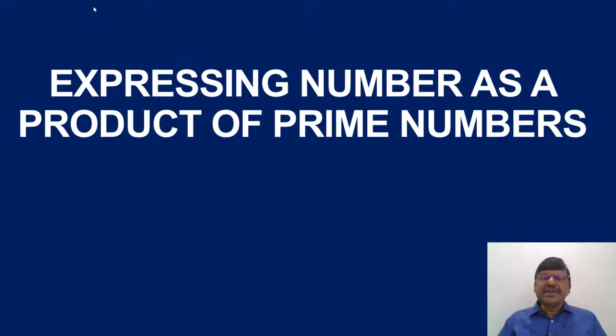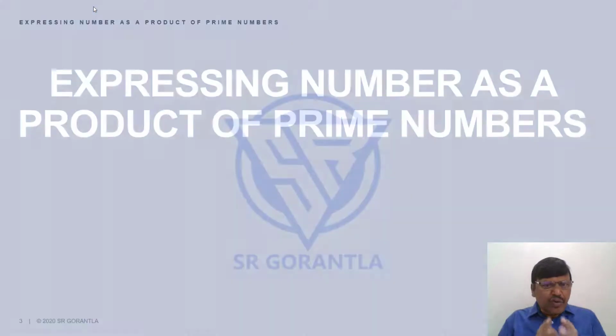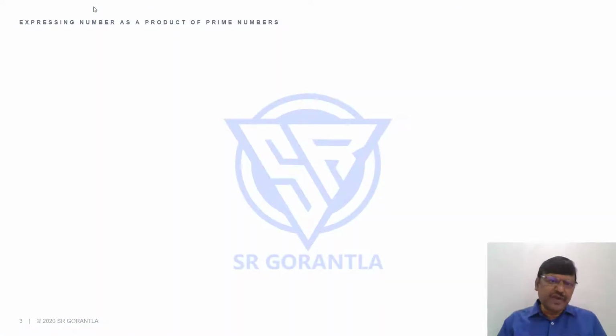This session will be discussing how to express a number as a product of prime numbers and also why it is important in terms of competitive examinations. Students, any number in the number system is either a prime number or a combination of prime numbers, which we call composite numbers. So a composite number means it is a combination of prime numbers.